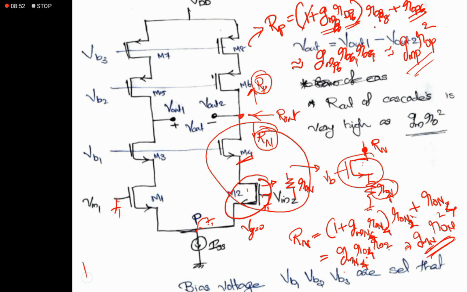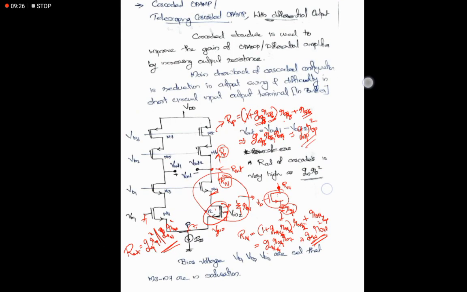The effective output resistance, R out, becomes GMP R0P square parallel to GMN R0N the whole square. It's a huge value resistor that will improve our gain. We can get a cascoded configuration. If we add one more stage, it becomes GMP into R0P whole cube and GMN R0N whole cube. So the resistance will increase and the gain will increase.